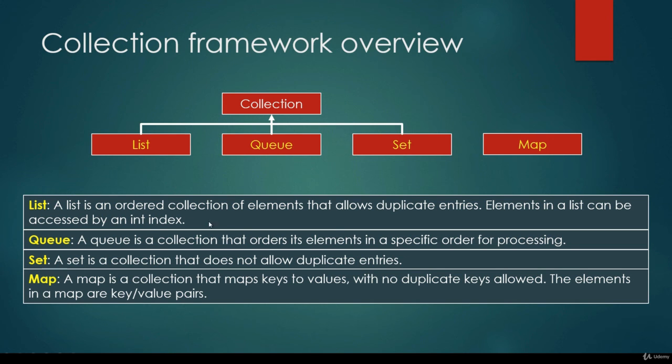A list is an ordered collection of items that allows duplicate entries. Elements in a list can be accessed by an integer index. What is a queue? A queue is a collection that orders its elements in a specific order for processing. What is a set? A set is a collection that doesn't allow duplicate entries. As you can see, a list can have several entries with the same value. It is not true for sets. And a map finally is a collection that maps keys to values. So here we have key value pairs with no duplicate keys allowed. The items in a map are key value pairs.